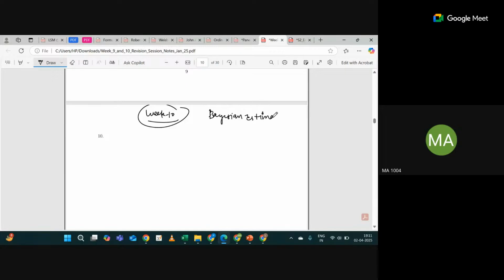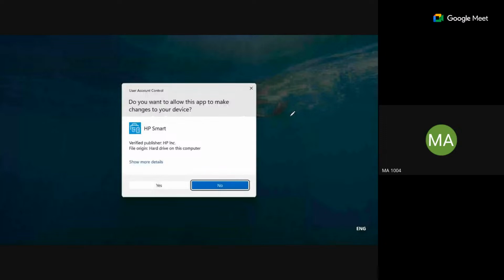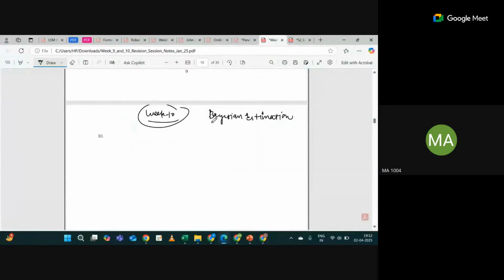So what is this Bayesian estimation actually? What is this Bayesian estimation? Okay. So this is one of the parameter estimation methods. We have seen two methods, method of moments and MLE, right? These were for when our theta was constant, I mean the unknown value of the parameter.